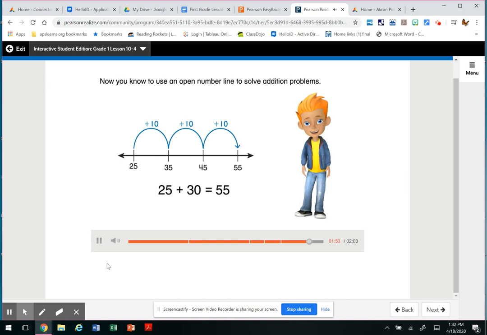Now you know how to use an open number line to solve addition problems. I like using open number lines. And I like open number lines too. I hope you do too. So let's move on to our guided practice.